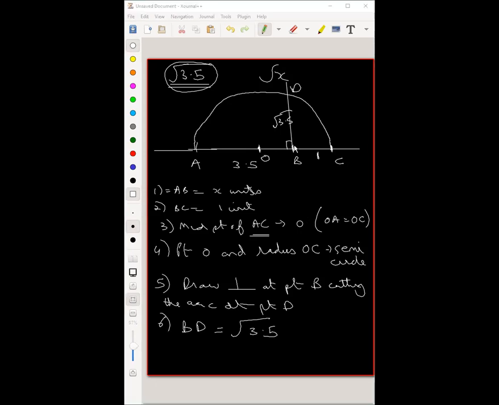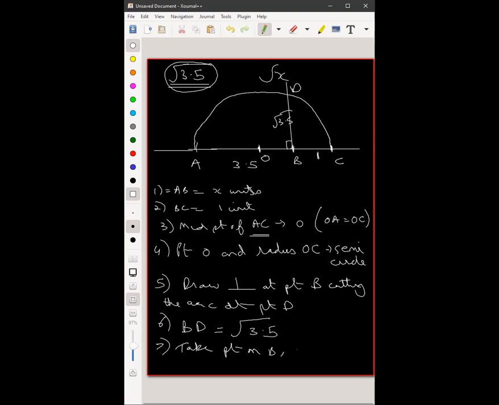So now what do we do? Taking our compass here, 6th, 7th step. Take point B, measure distance BD and drop it onto the line. So from here we measure BD and drop it here. Let us mark this point as 0, and wherever this cuts, let this be point E, this will be root of 3.5.